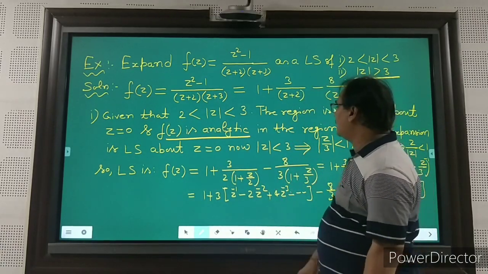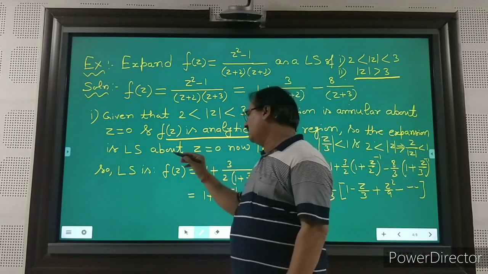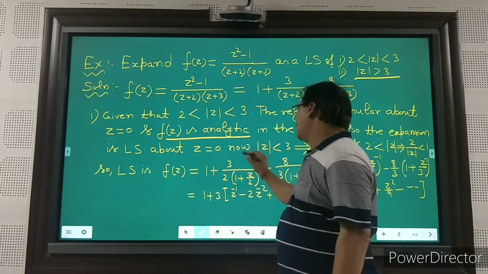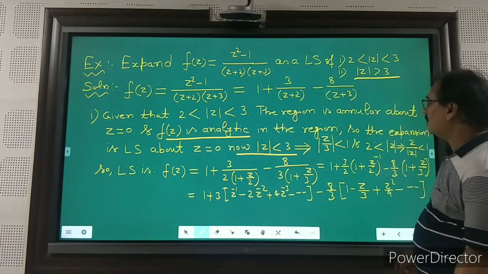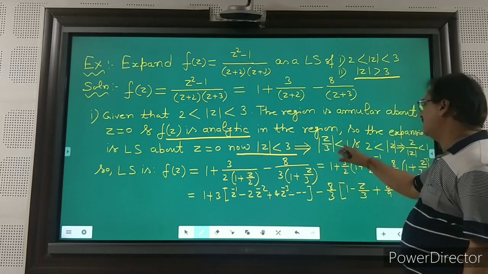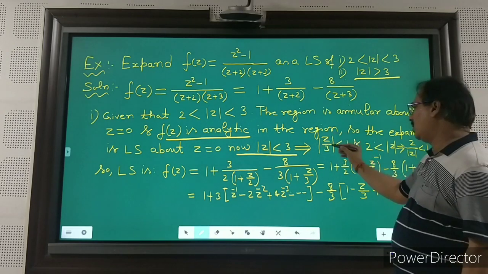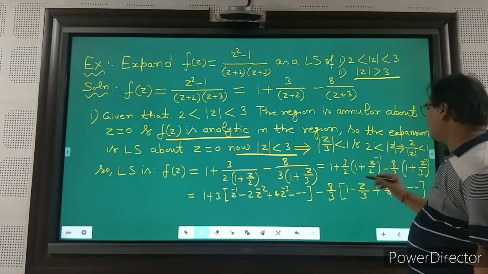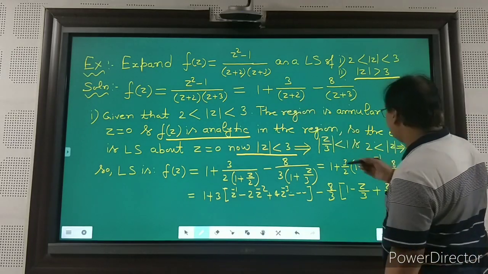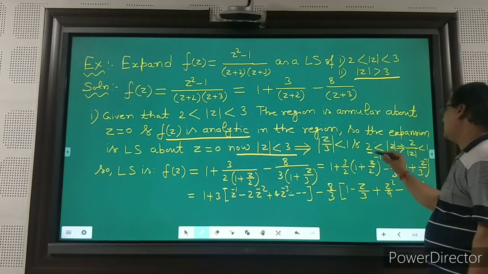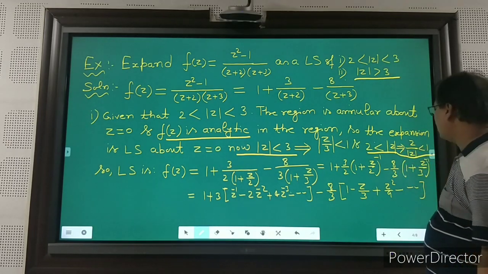So if f(z) is analytic in the region, the expansion in series about z equal to 0 is valid. Now you may consider mod of z less than 3. Dividing by 3, you can write mod of z by 3 is less than 1, and since mod z is greater than 2, the second inequality, you can rewrite the steps like this, with mod of z by 2 greater than 1.